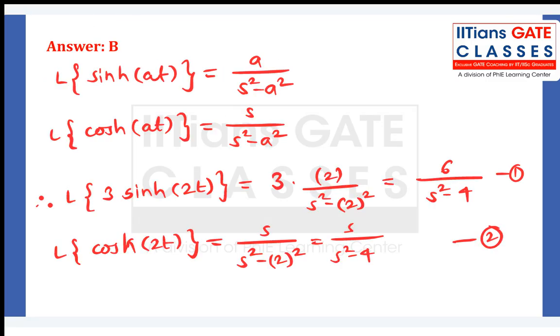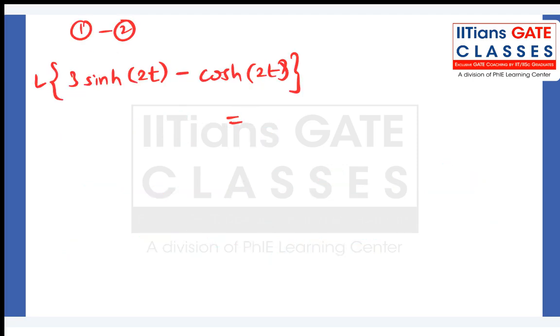Yeah, so this is what they have given, and from our calculation it should be 6 by s square minus 4 minus s by s square minus 4. So basically it will be 6 minus s over s square minus 4. Okay, so this much is fine. This is just based on the standard results. But now they are multiplying this whole Laplace equation with e to the power minus t. So therefore you are supposed to use this following property of shifting of Laplace transform.